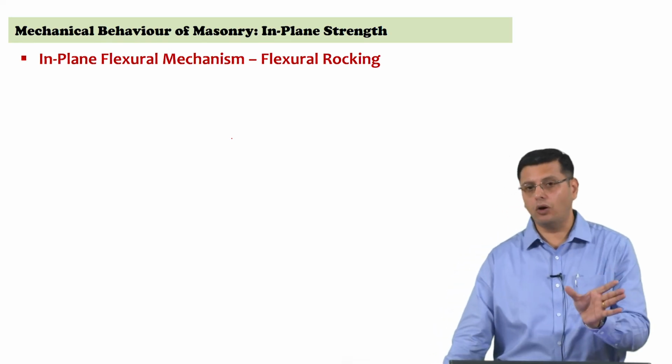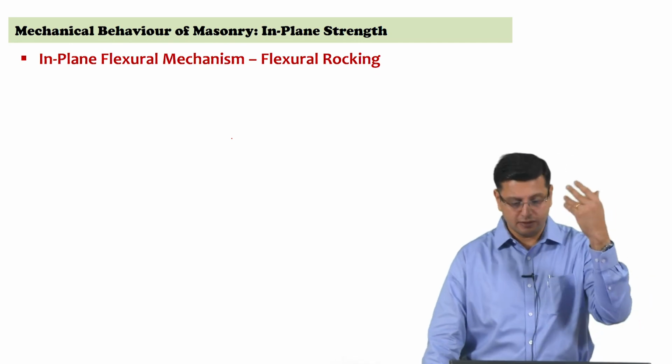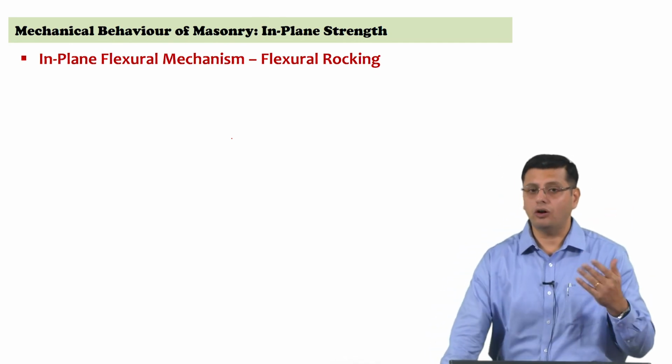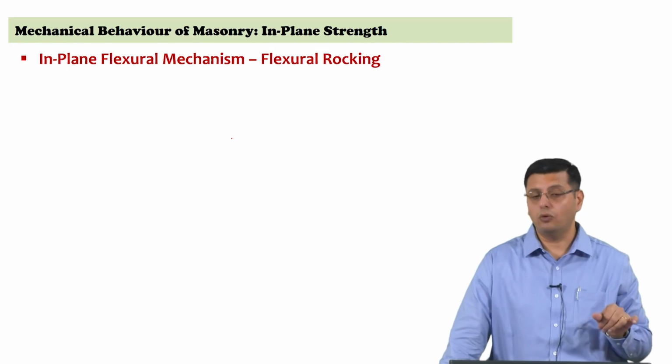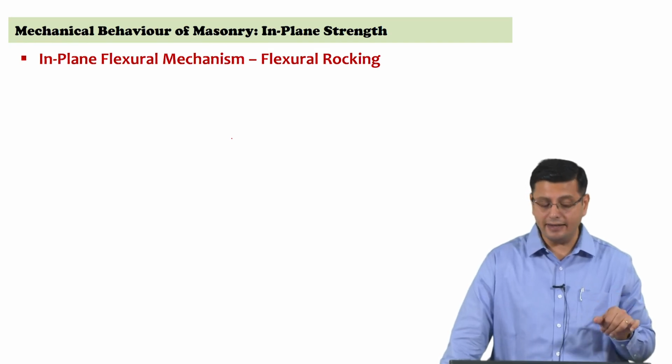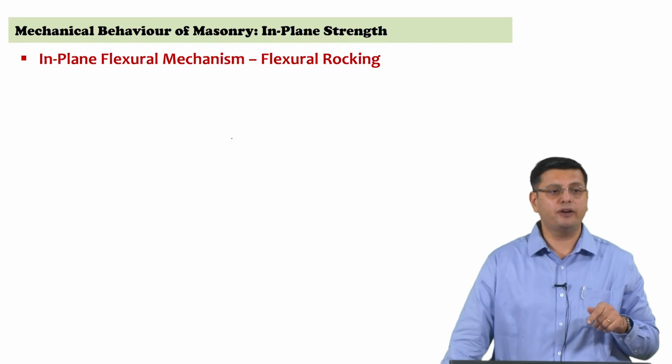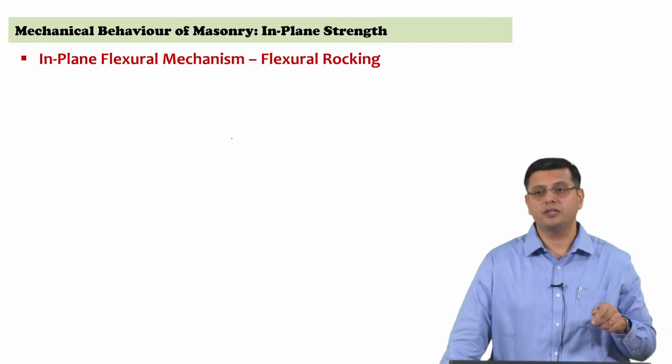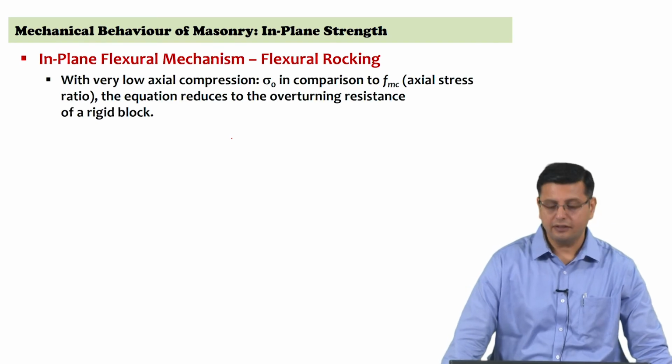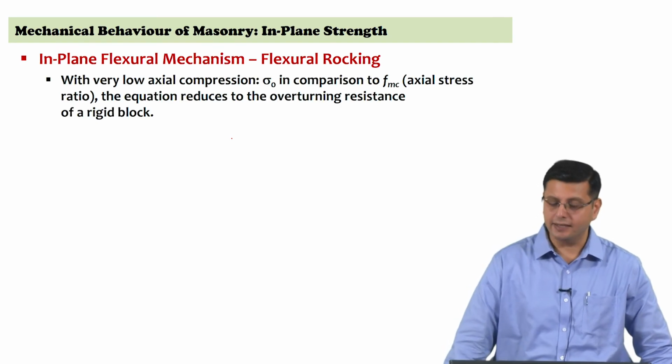So, you have a slender wall, but if you have a top story wall, or if it is a single story structure and the wall's aspect ratio is such that it is slender, you can still have a flexural mechanism, but it will not fail in crushing, but it will rock. So, in this particular case, we are really examining a situation of low axial compression.